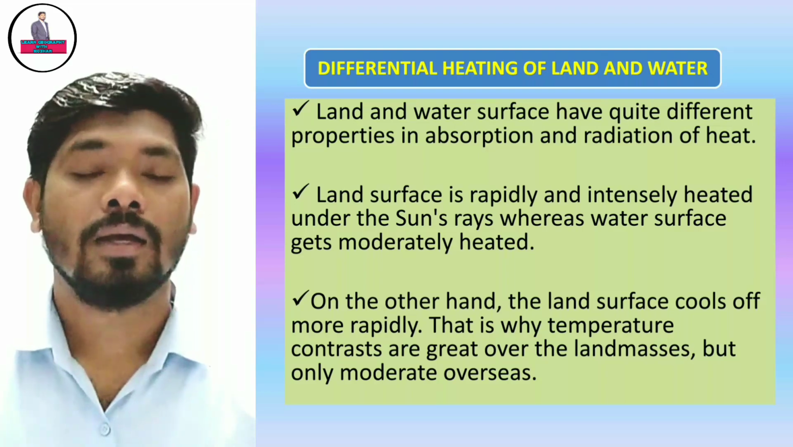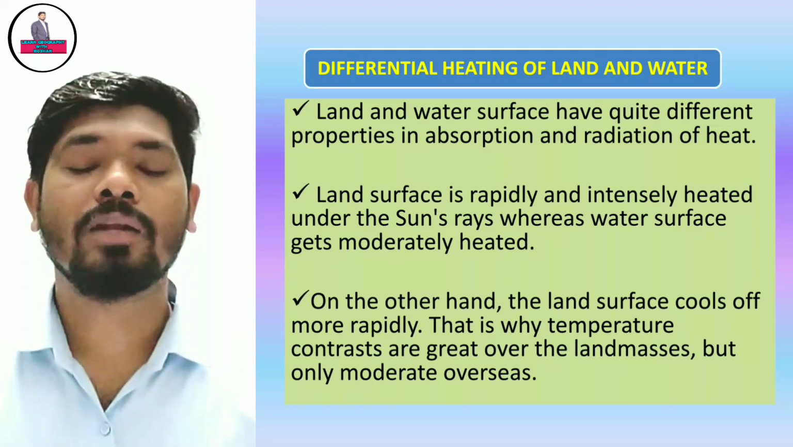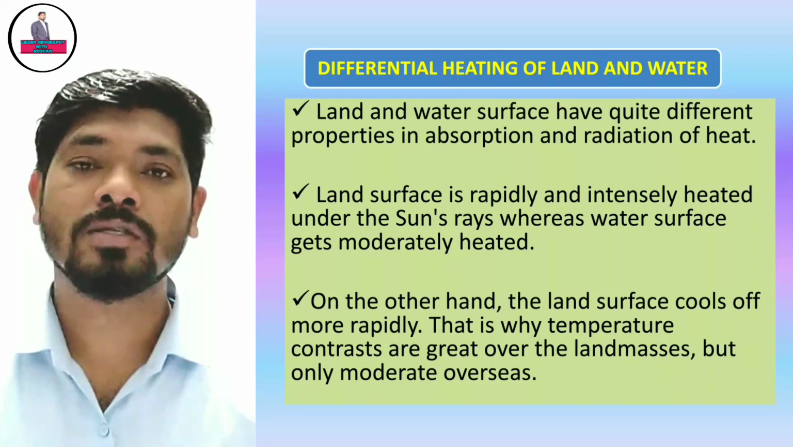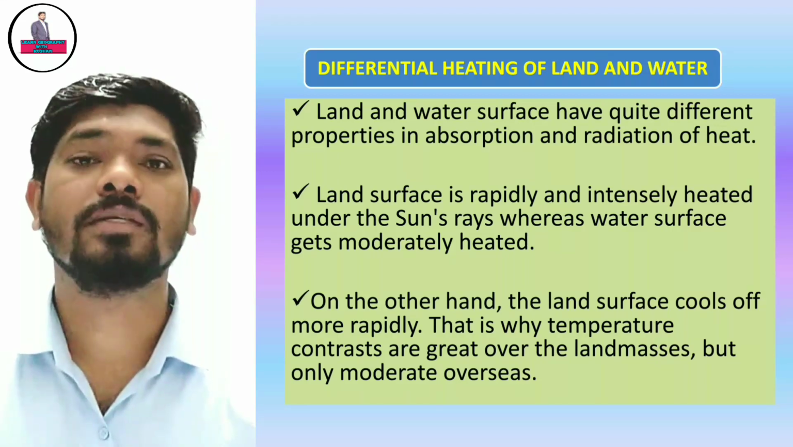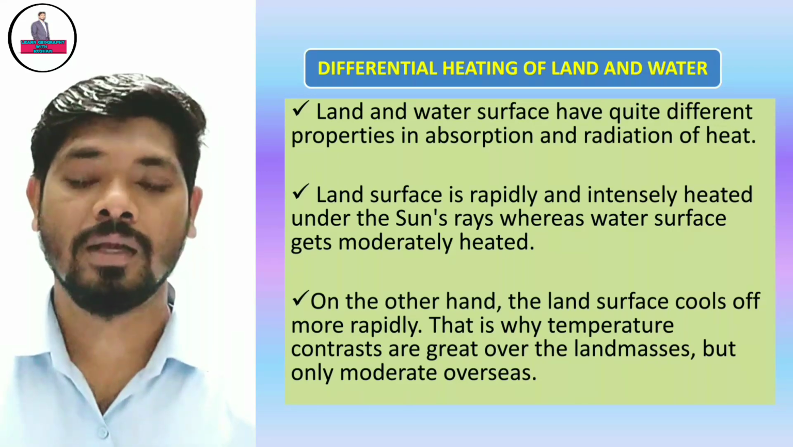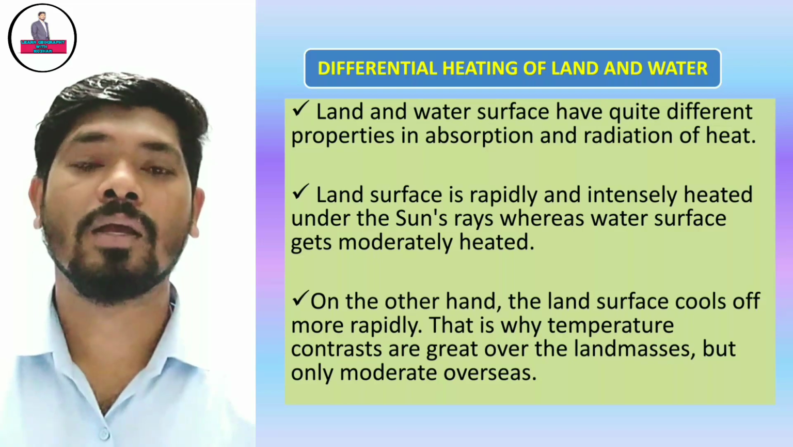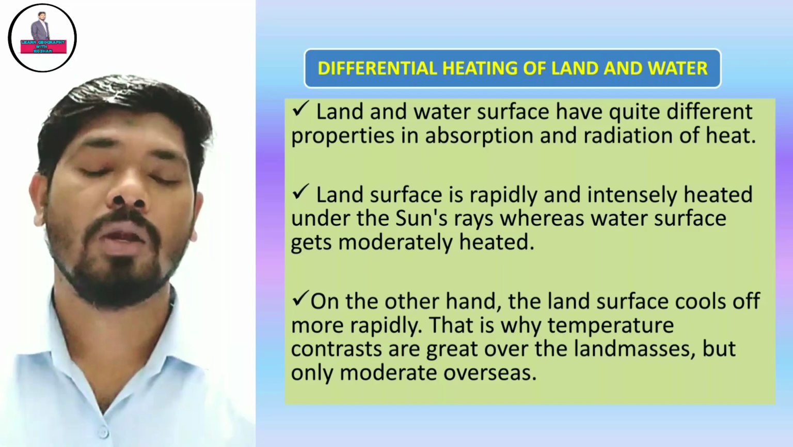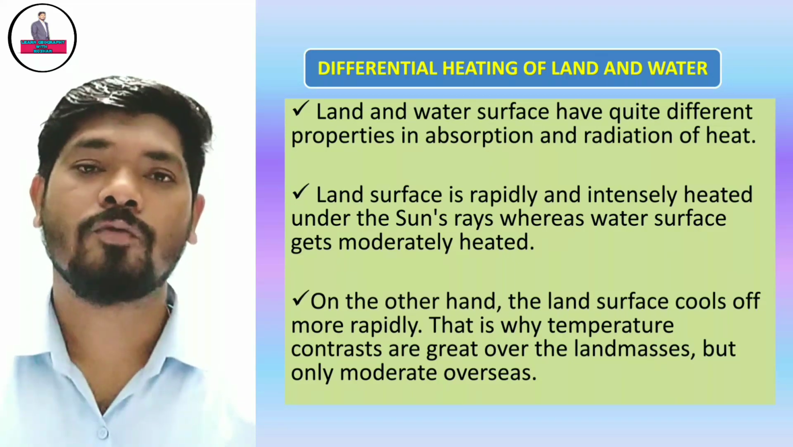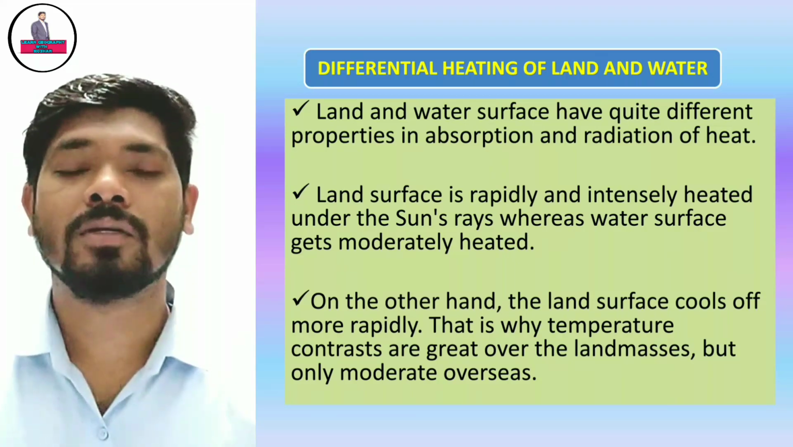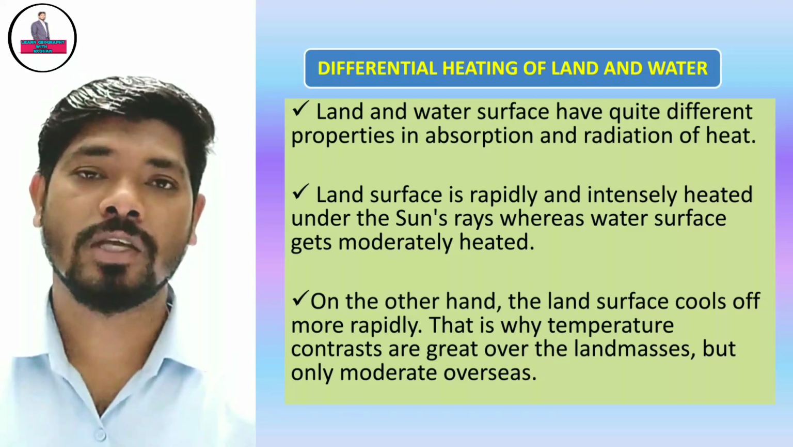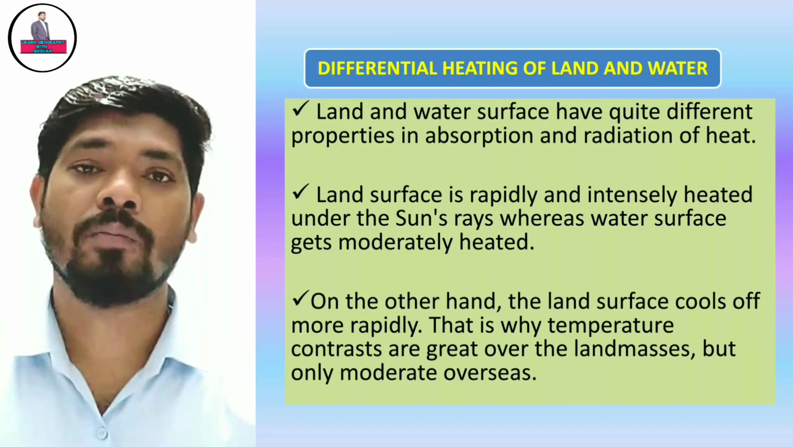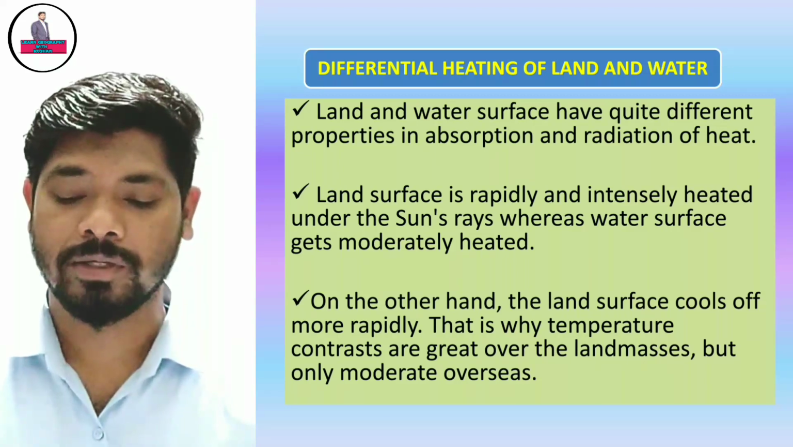In terms of cooling down, the land also loses its temperature very fast, but the water loses its temperature very late. So that's why the interior part of a country or of the earth experiences a continental type of climate, and the areas which are closer to or surrounded by the seas have a moderate climate.